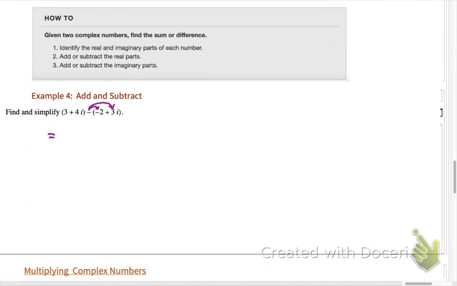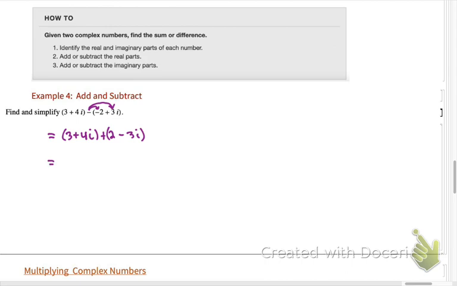And what we would get here is 3 plus 4i. Now minus negative 2 becomes a plus 2. And subtracting the 3i is going to become a minus 3i. Okay, so the subtraction is just going to turn into an addition. 3 plus 4i plus 2 minus 3i.